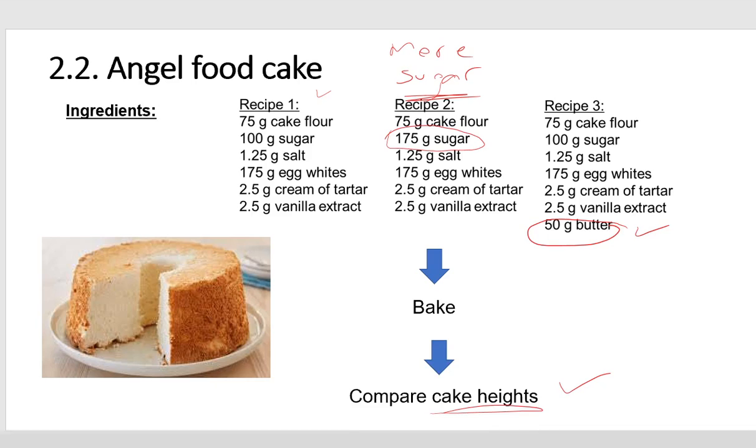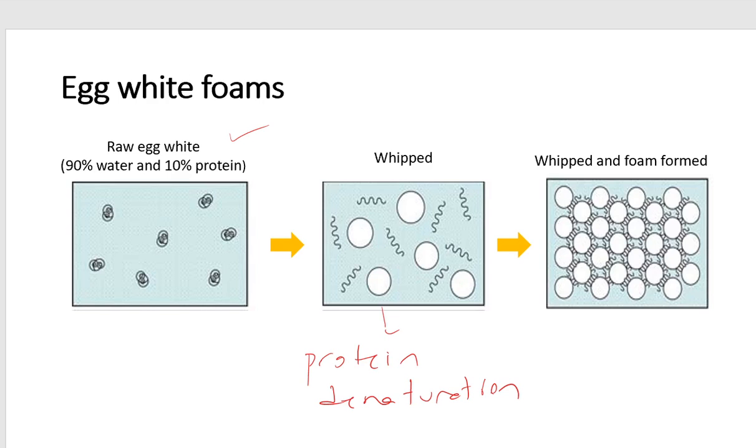So in the second recipe, we have more sugar. Okay? Sugar increases the viscosity of the solution. So sugar thickens the egg white mixture. This increases the time it takes to form foam because the mixture doesn't spread into thin walls around the bubbles easily. But sugar does add stability to the foam. So sugar improves the stability but decreases the foam volume.